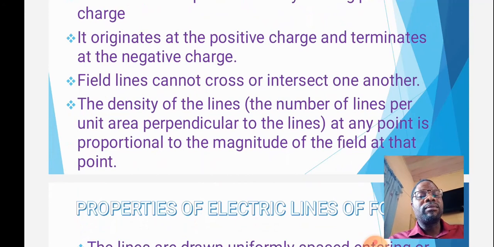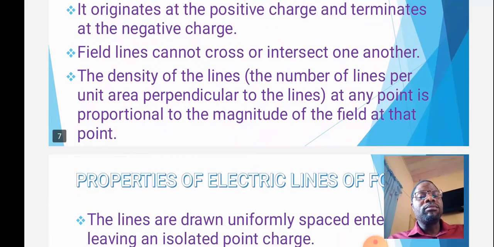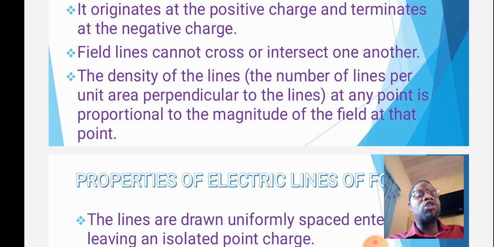Then number four, the density of the line, that is the number of lines per unit area perpendicular to the line, at any point is proportional to the magnitude of the field at that point. So this particular point is telling us that the more the lines, the higher the strength of the field. It's telling you that when the lines are concentrated at a given area, it means the electric field is stronger there. But when they are widely spaced, the electric field is weak there.